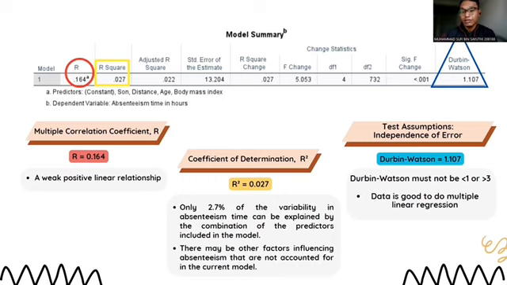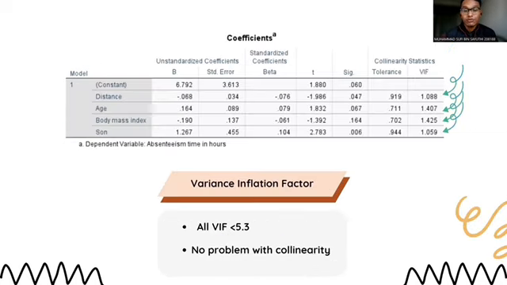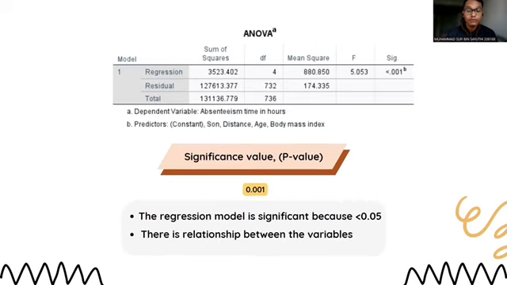And the third one is the test assumptions, independence of error. For this, we use the Durbin-Watson. The value is 1.107. So it is more than 1 and less than 3. So this data is good to do multiple linear regression. And next, we move to the variance inflation factor, VIF. All VIF values of all variables are less than 5.3. So this model has no problem with collinearity. Next is the significance value or p-value. The p-value for this model is 0.001. So this regression model is significant because it is less than 0.05. So it shows that there is a relationship between all the variables.